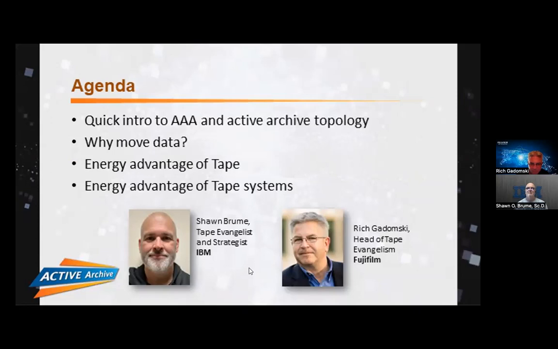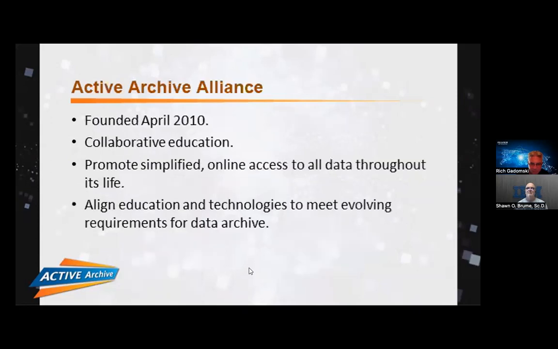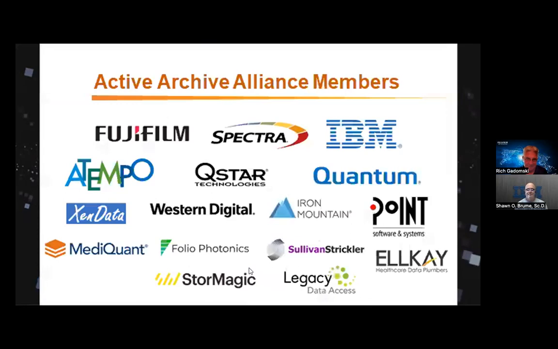Before we start, I'm just going to give a little bit of background on the Active Archive Alliance. We were founded in April 2010, and our main purpose is to be a collaborative group of companies that promote simplified online access to data throughout its life cycle. And we're aligned on education and technologies to meet the evolving requirements of data archives. We currently have 16 members, including Fujifilm and IBM, who are here today for today's discussion. I'm going to hand it over to our speakers and start with the questions.